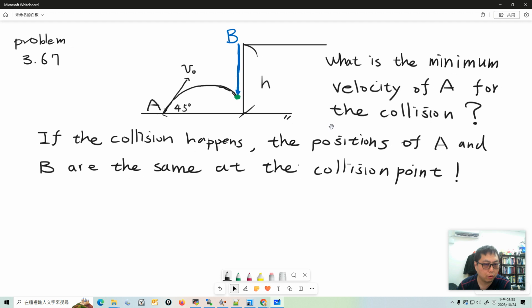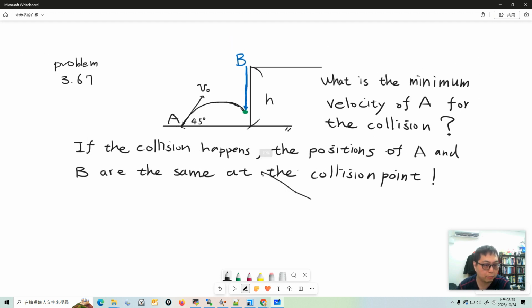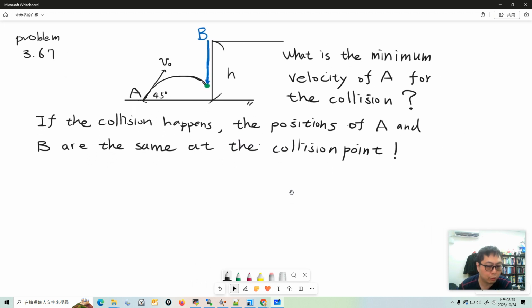So how to solve this problem? First of all, we write down the equations of motion for these two objects. I believe problem 3.67 is missing a little information, and the problem didn't state it very clearly. But I want to stress here that the problem says this is also h.